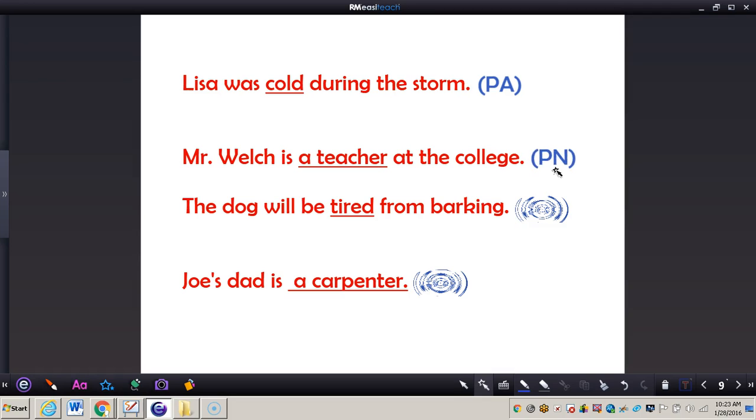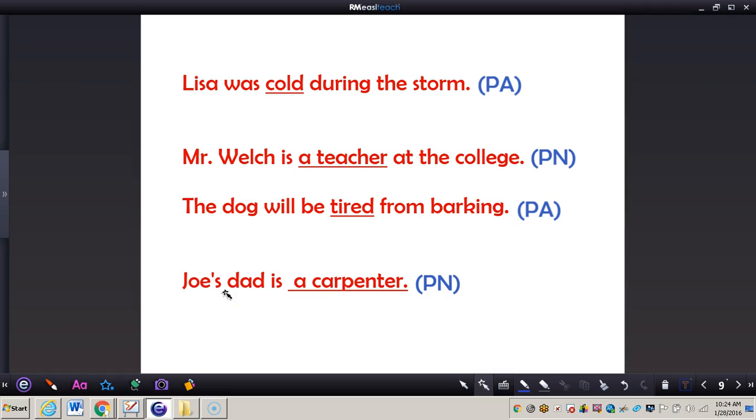So we can see predicate nominative. What is a predicate nominative doing? Once again, it is defining or renaming the subject within the predicate. So we can see teacher talking about Mr. Welch. The next one, the dog will be tired from barking. So we can see that's a predicate adjective there. Tired, describing dog. And finally, Joe's dad is a carpenter. Predicate nominative, explaining what Joe's dad is.